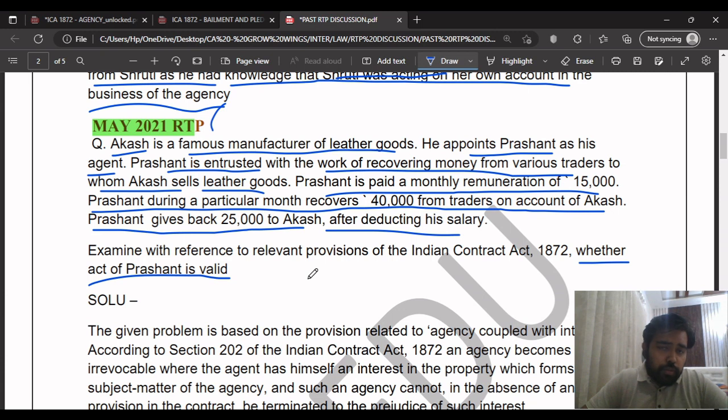Just by reading the question itself, you can understand which provision it is trying to test. In the revision video, I discussed the rights of the agent, and one of them is the right of remuneration. In that, I told you that the agent can deduct his disbursements, salary, remuneration, commission, advances and expenses from the principal's money which he receives and has to give to the principal. In this case, that's what happened. The agent deducted 15,000 from the 40,000 and gave 25,000 to the principal. So is the act valid? Yes, it is valid.